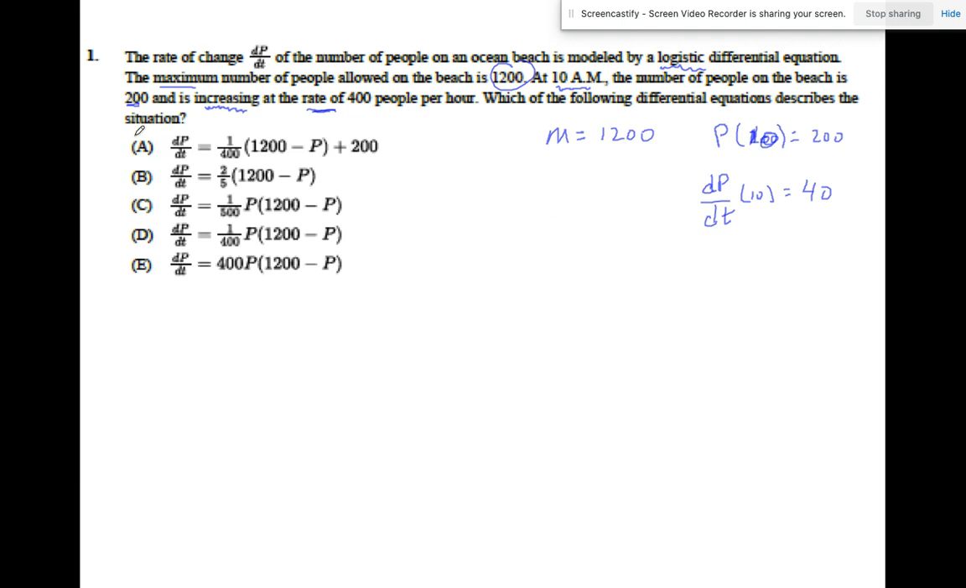So which of the following differential equations describes the situation? Well, I hope you can see that's not true. Each one of the rest of them has a 1200 minus P. So I think to myself, I probably am dealing with k over M times P times M minus P.